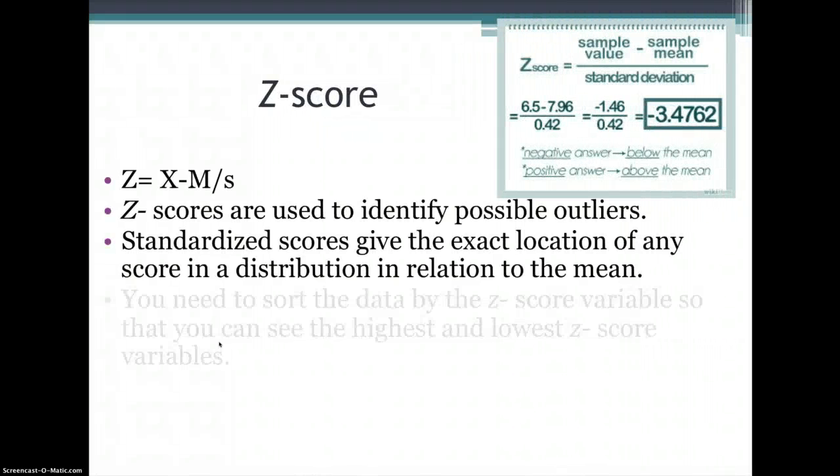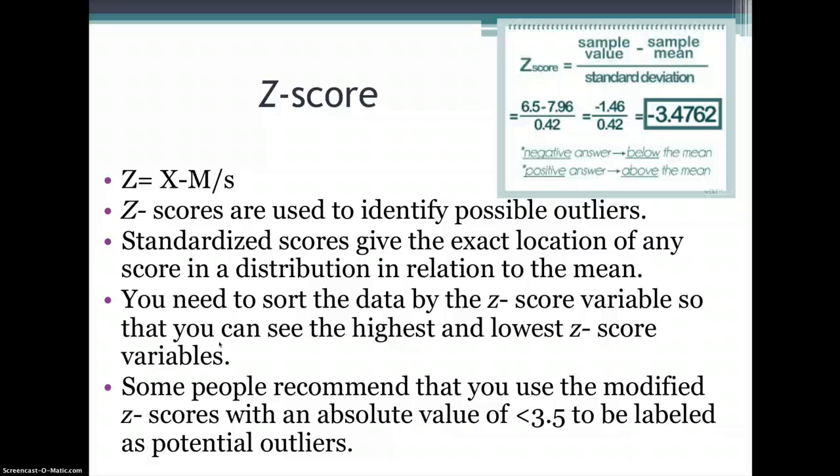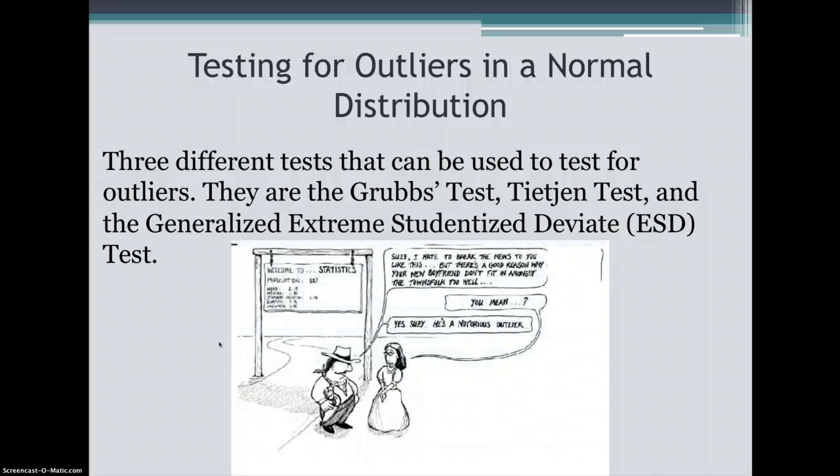Z-scores are used to identify possible outliers. The standardized scores give the exact location of any score in a distribution in relation to the mean. So we need to sort the data by the z-score variable so that we can see the highest and lowest z-score variables. There are three different tests that can test for outliers.